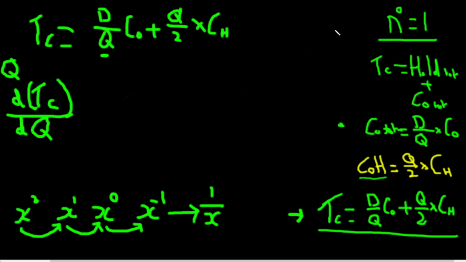So I'll write this up here. n to the minus 1 equals 1 over n. And similarly, if it was n to the minus 2, it's 1 over n squared, etc., etc.